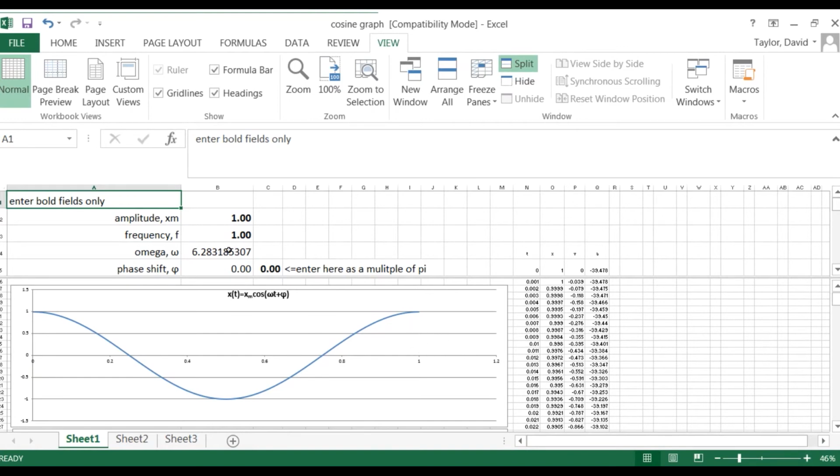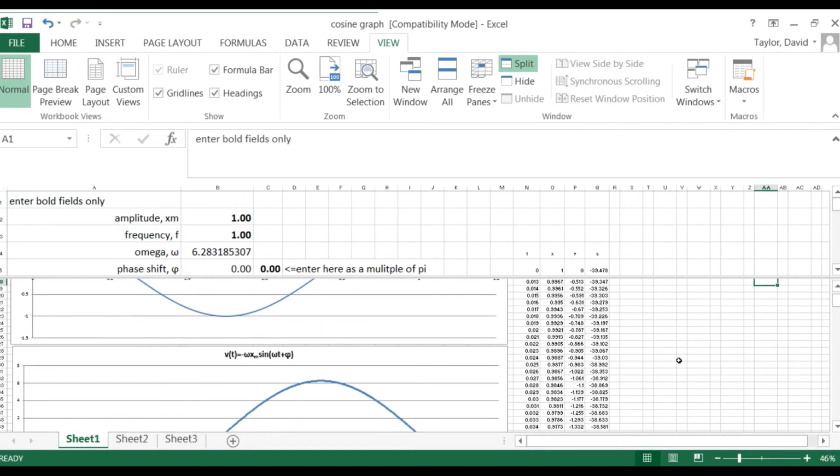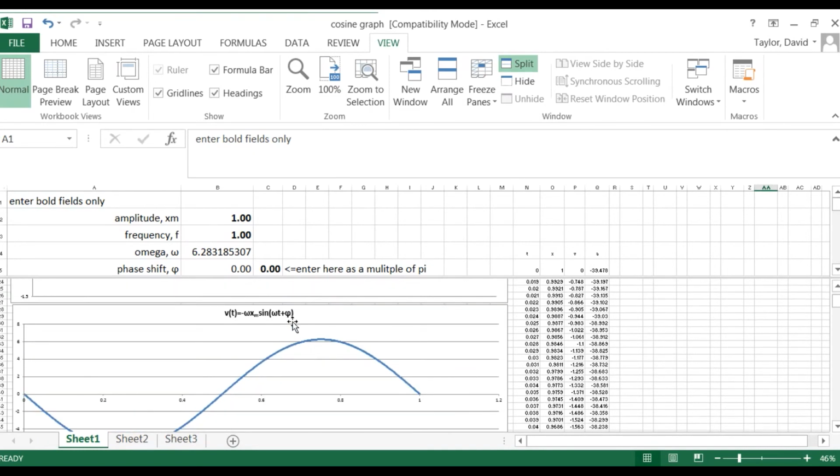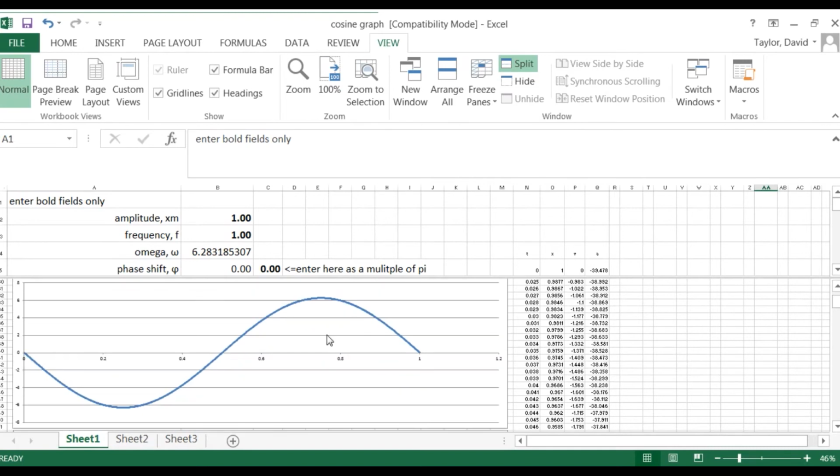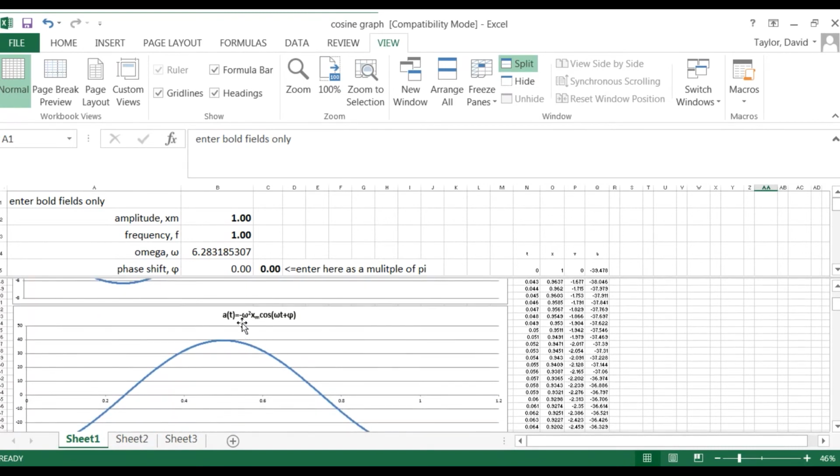But here, I've set up an Excel file that graphs the equation x max times the cosine of omega t plus phi for displacement, and for velocity, my equation negative omega times x max times the sine of omega t plus phi, and down here the acceleration, negative omega squared x max times the cosine of omega t plus phi.